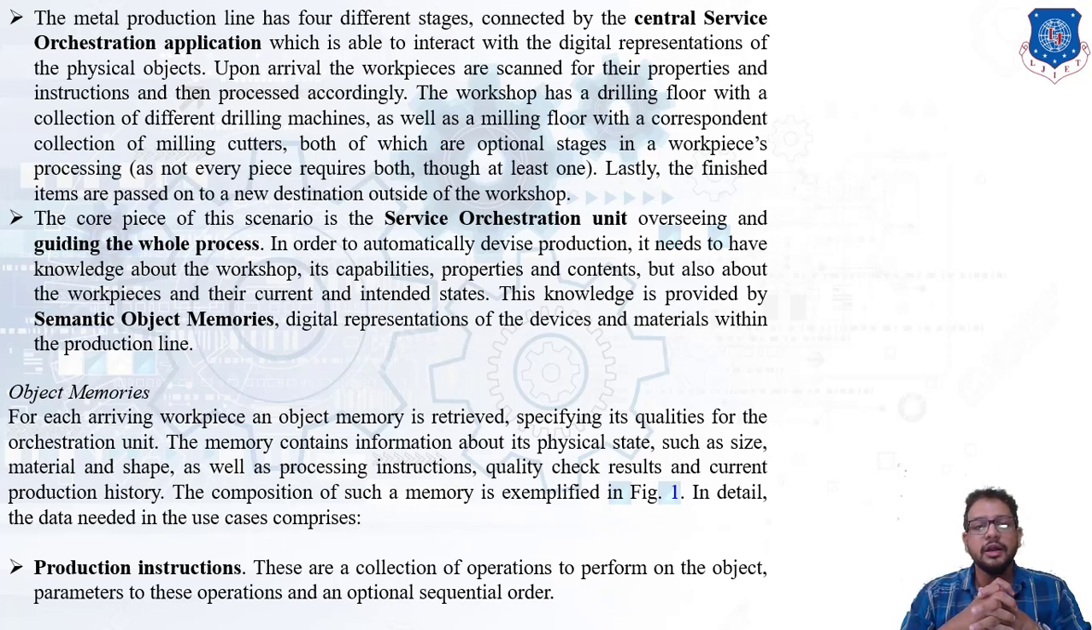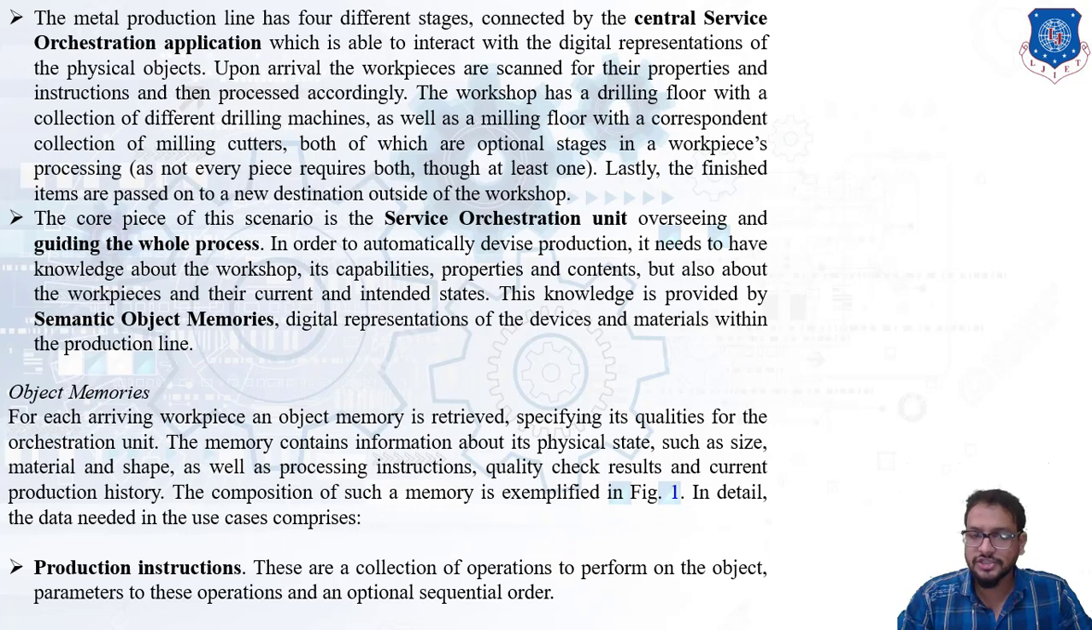Now, what is the memory going to contain? The memory is going to contain information about its physical state, such as its size, material and shape, as well as the processing instructions, quality check results and the current production history. To understand this, there is a figure which shows the composition of such a memory in detail. So let us understand that.